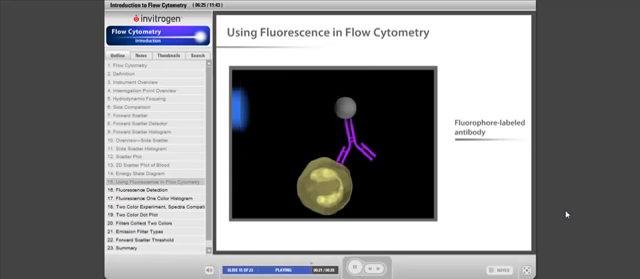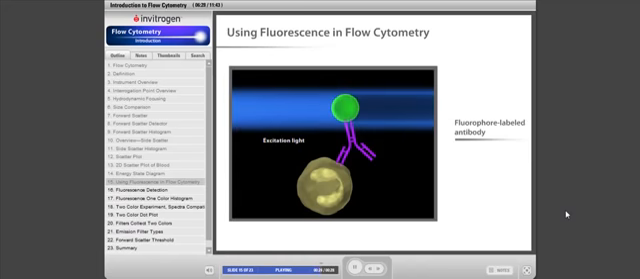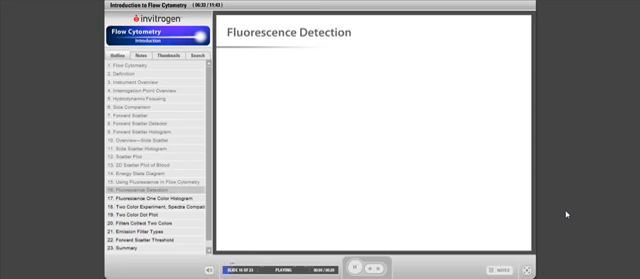The antibody then binds to a specific molecule on the cell surface or inside the cell. Finally, when laser light of the right wavelength strikes the fluorophore, a fluorescent signal is emitted and detected by the flow cytometer. How is this fluorescence information collected?